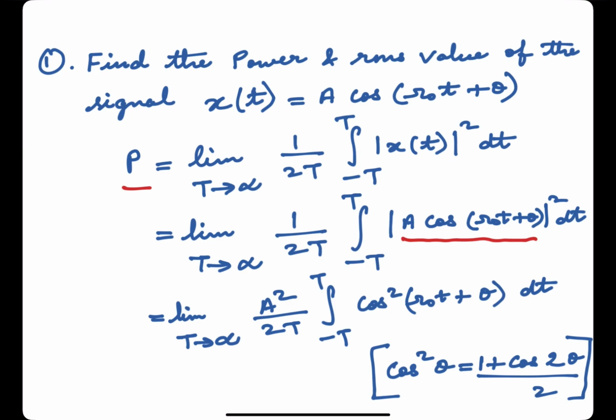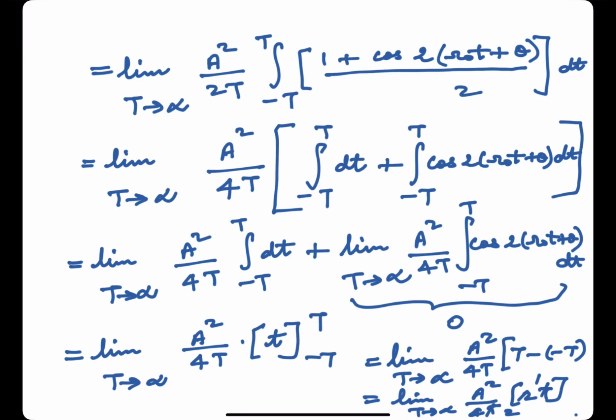So it will become A^2 cos^2(ω0 t + θ). The A^2, as it is a constant, can be brought out of the integral. So A^2/2T into integral from -T to T of cos^2(ω0 t + θ) dt. And we know the formula to simplify the integration further. We can apply cos^2 θ = (1 + cos 2θ)/2. If we apply this inside the integration, we get this equation.